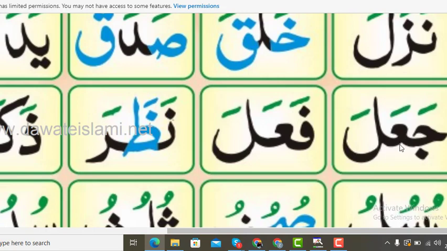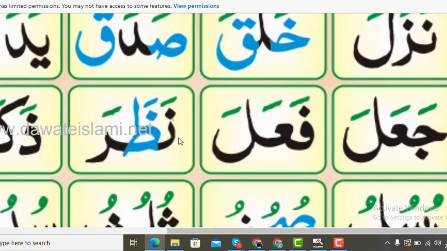So the second row starts from Jim Fatha. Next is Ain Fatha. So together Ja'a, and then Lam Fatha La, Ja'ala. Next one is Fa Fatha Fa, Ain Fatha. It is Fa'a, and then Lam Fatha La. Altogether it is Fa'ala.